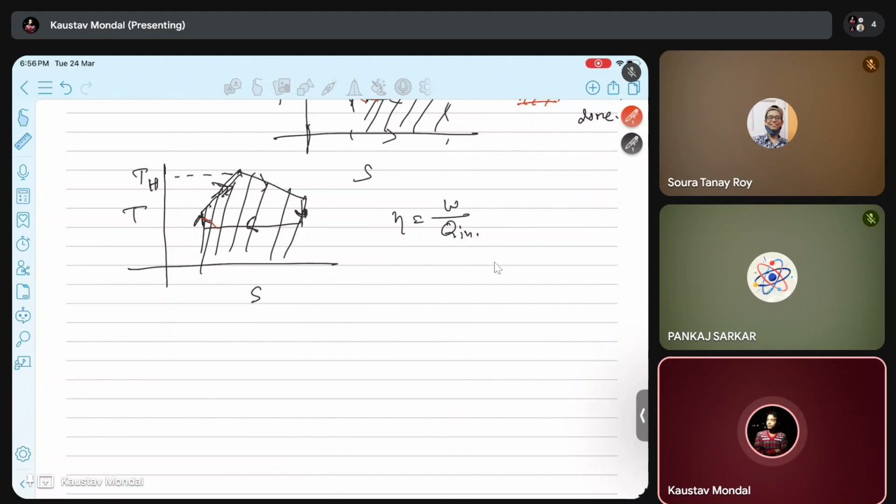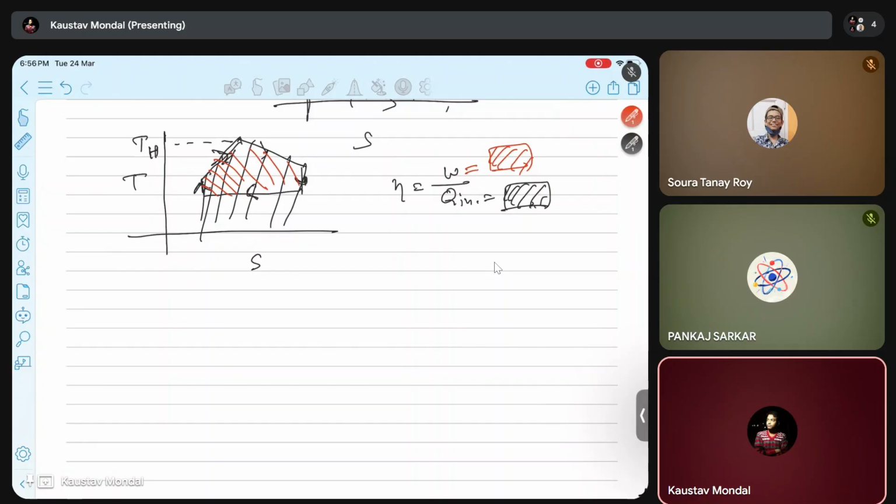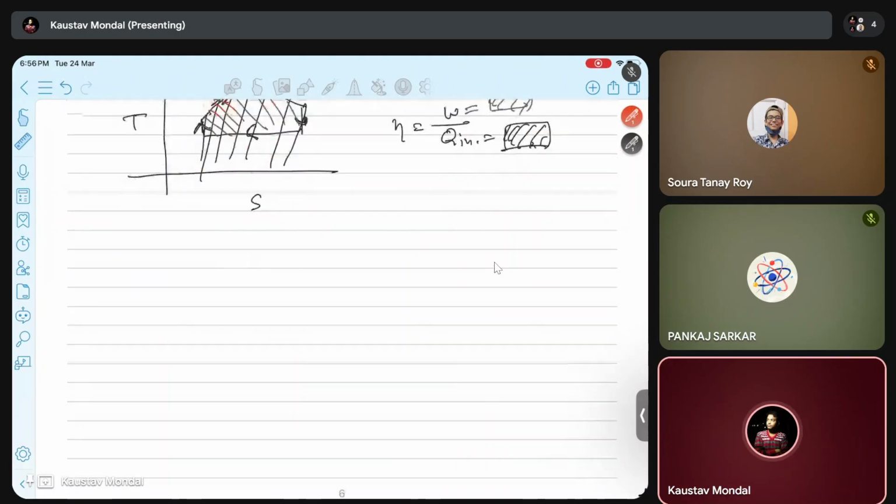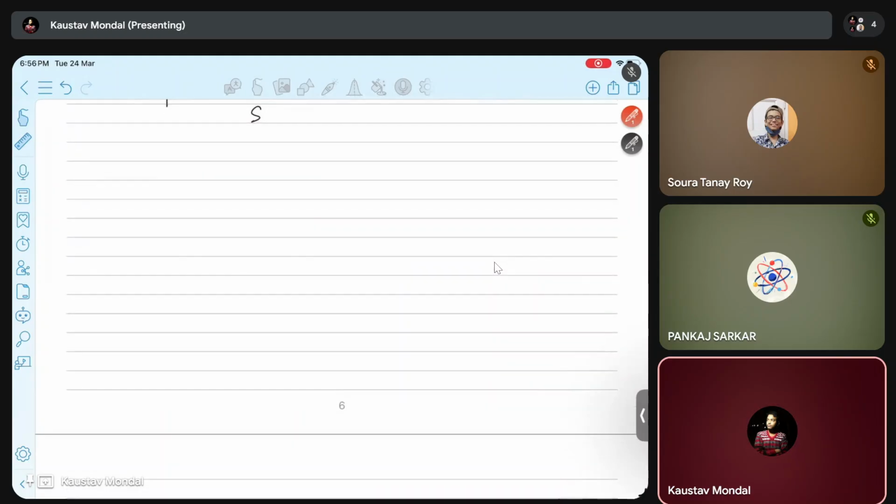that is closed by this curve basically gives you the work done. So this area gives you the work done, and this whole area gives you the heat input. In this way you can solve any kind of problem. If the problem is given in a TS diagram, or if the problem is given in the PV diagram, you can convert that problem into the TS diagram. In that way also you can solve it.